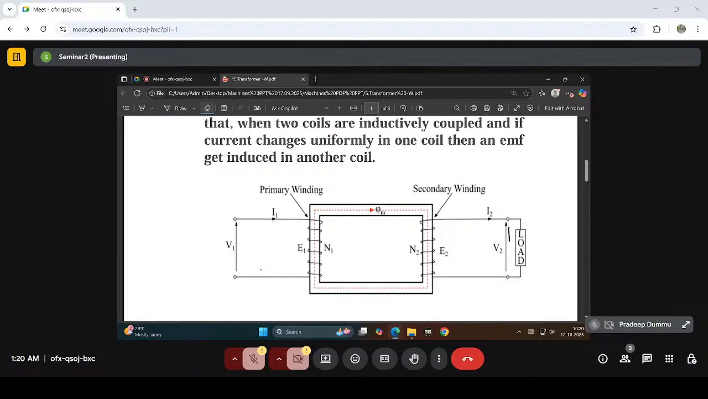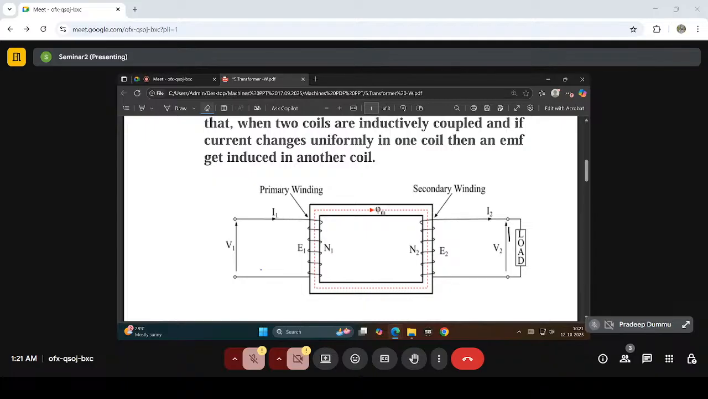Now the same flux links with coil 2, the neighbor flux. Who is the neighbor? The neighbor is N1. So N1, the same flux links with coil 2. Again Faraday's first law: whenever a flux links with coil 2, EMF is generated in the coil, called E2. Clear, all of you?